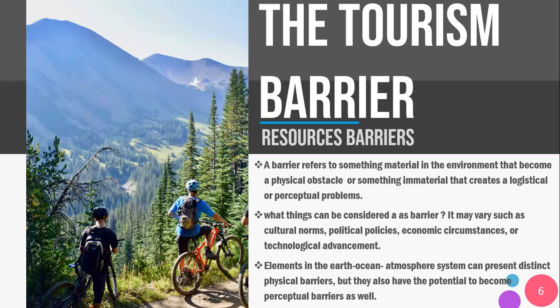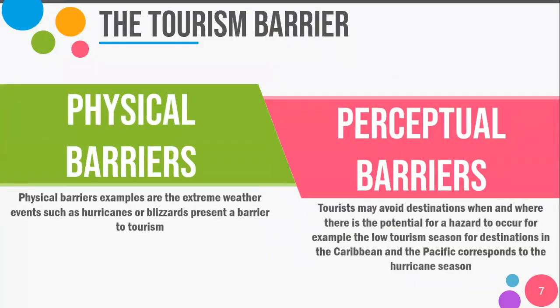After this, I will talk about what is known as physical barrier and what is known as perceptual barrier. There are two famous barriers in tourism: physical barrier and perceptual barrier. Physical barriers are extreme weather events such as hurricanes and blizzards, which present as barriers to tourism. All the hurricanes, all the blizzards, all the natural disasters are known as physical barriers. The ocean can also be a physical barrier.